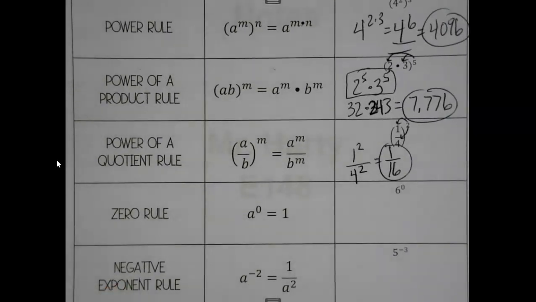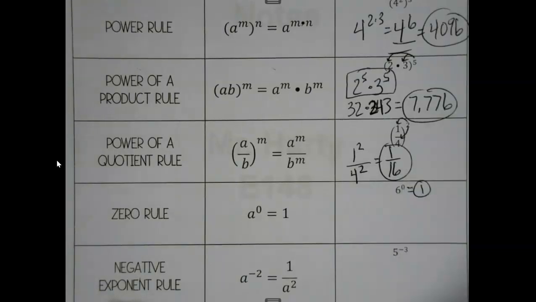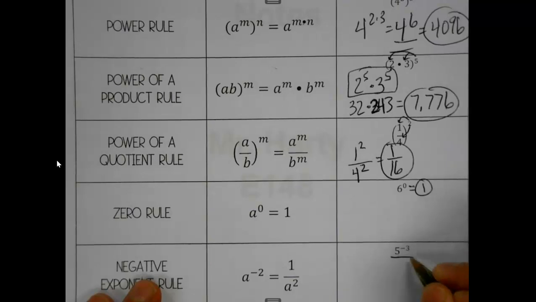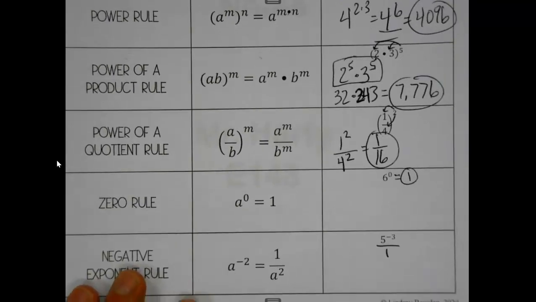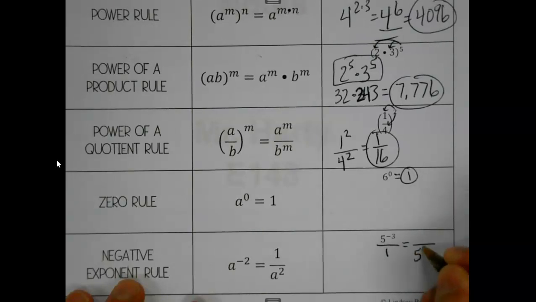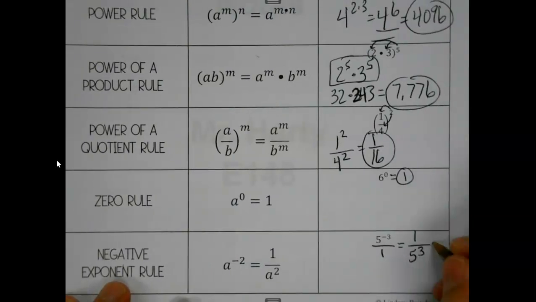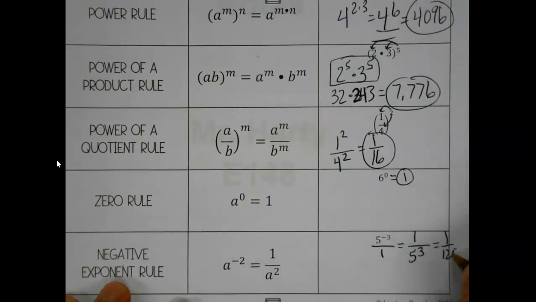Our favorite from yesterday, the 0 rule. Anything to the 0, a number, a variable, anything to the 0 power is going to be 1. Love those. And then if we have negative exponents, we just imagine they're sitting here on top of a fraction, and we flip them, we take their reciprocal to make them positive.